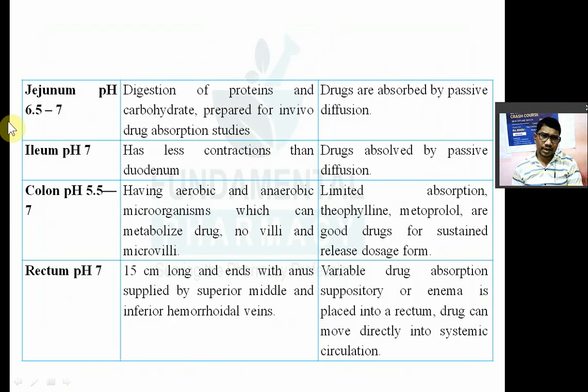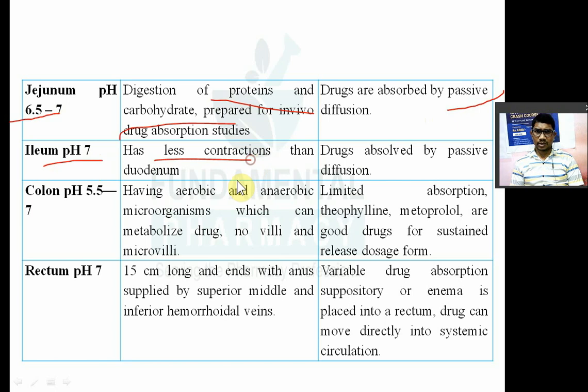Now the jejunum has a pH of 6.5 to 7. It is where digestion of protein and carbohydrate occurs, and it is used for in vivo drug absorption studies. Most of the drugs are absorbed by passive diffusion over here. The ileum has a pH of 7. There is less absorption than in the duodenum, and drugs are absorbed by passive diffusion here too.